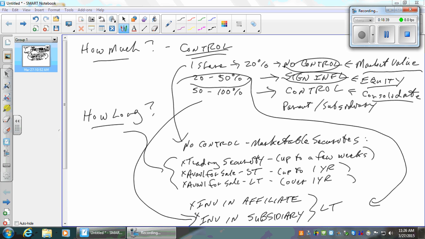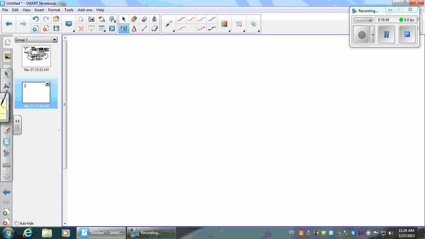Let's do an example of this. Let's say that I've got a company with 100,000 shares of stock outstanding. But one other thing, what if it's bonds? They said this is for stock and bonds. What if I invest in bonds? How much control do I have? None. So what categories will they go in? No control, you got it.